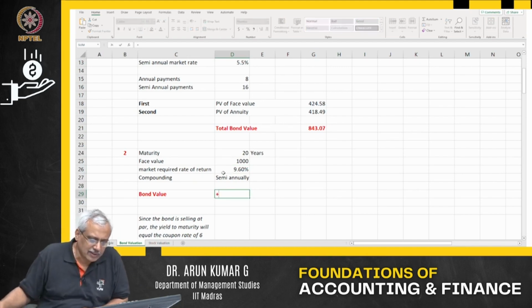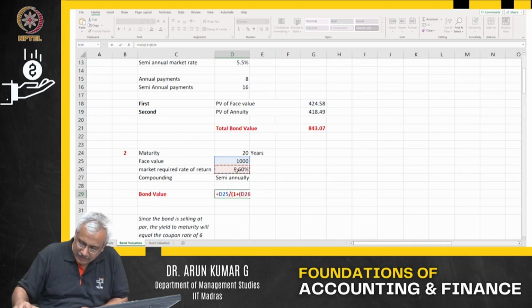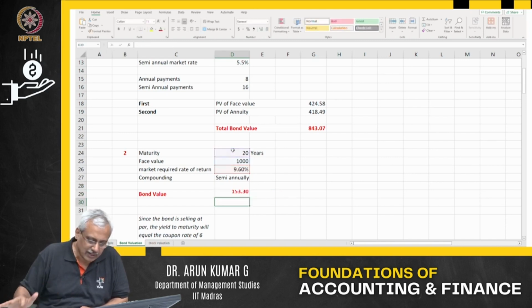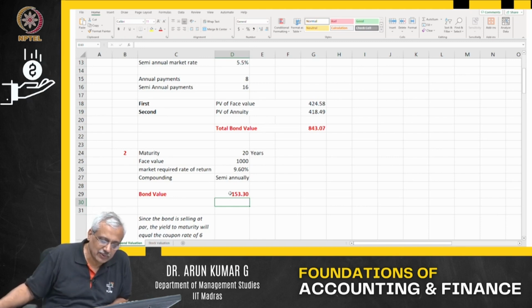That is my face value divided by 1 plus my interest rate divided by 2, because it is semi-annual, whole thing to the power of 20 years into 2, because it is going to be paid semi-annually, and that is it. It is going to be about 153.30, the value of the bond. Semi-annual means compounding twice a year, just like in the earlier problem.